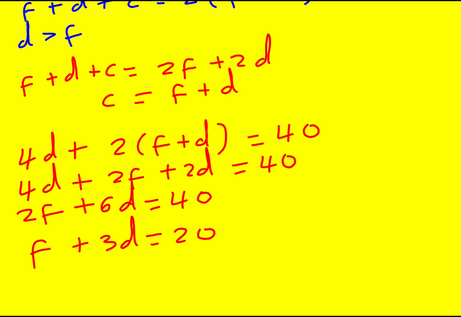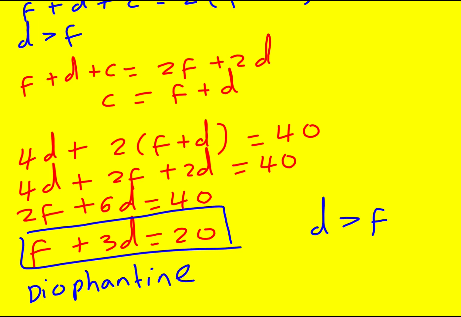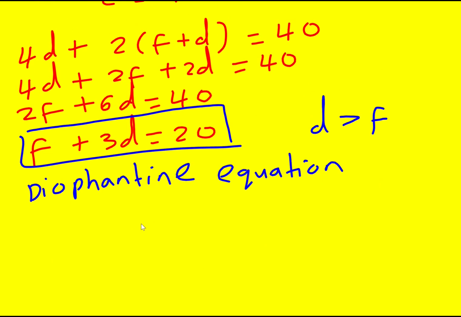Okay, and finally, we've got an equation with just F and D in, and they must both be positive whole numbers. And there's one other thing, we've got to have that D is greater than F, because this is actually a Diophantine equation. Yeah, because we're interested in integer solutions, essentially. So there's going to be lots of solutions. D could equal 3, for example, and F could be 11. But we need D to be greater than F.